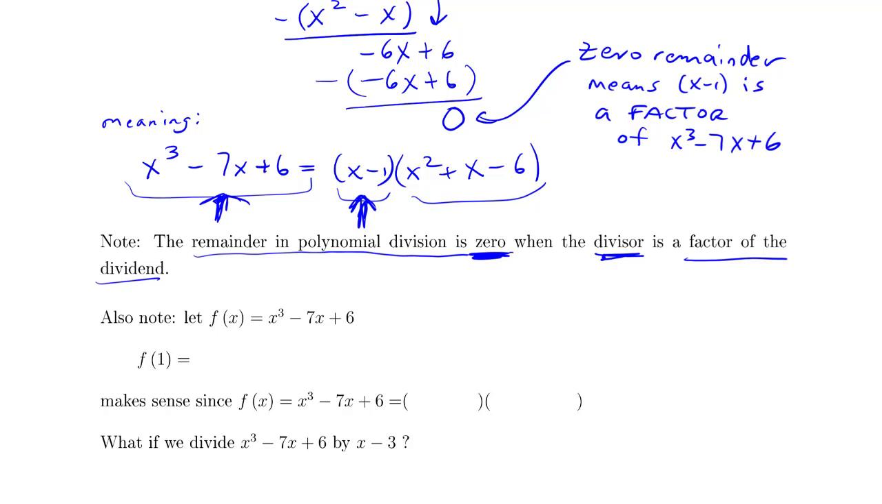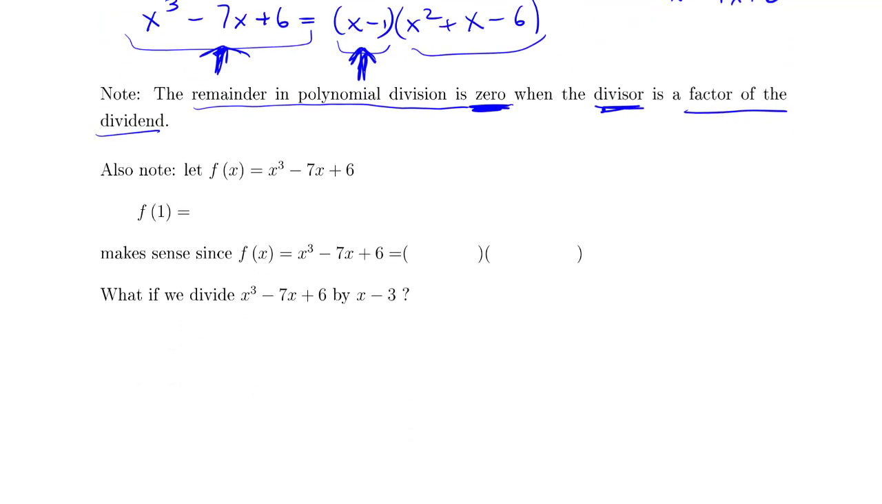There's more to it though. Note this. This is nice. So let's make that dividend polynomial, the x cubed minus 7x plus 6, to be a function, f of x. And let's see what happens when I put 1 in. Well, 1 cubed, we'll see why we're putting 1 in a minute. 1 cubed minus 7 times 1 plus 6 is 1 minus 7 plus 6, that's 0. Okay, well, that's nice. So when I put 1 into f, I get 0.